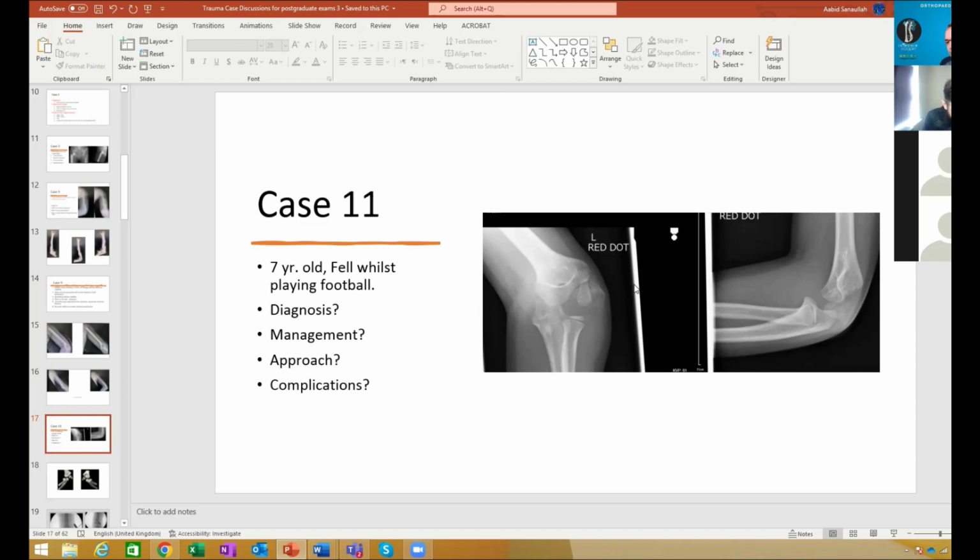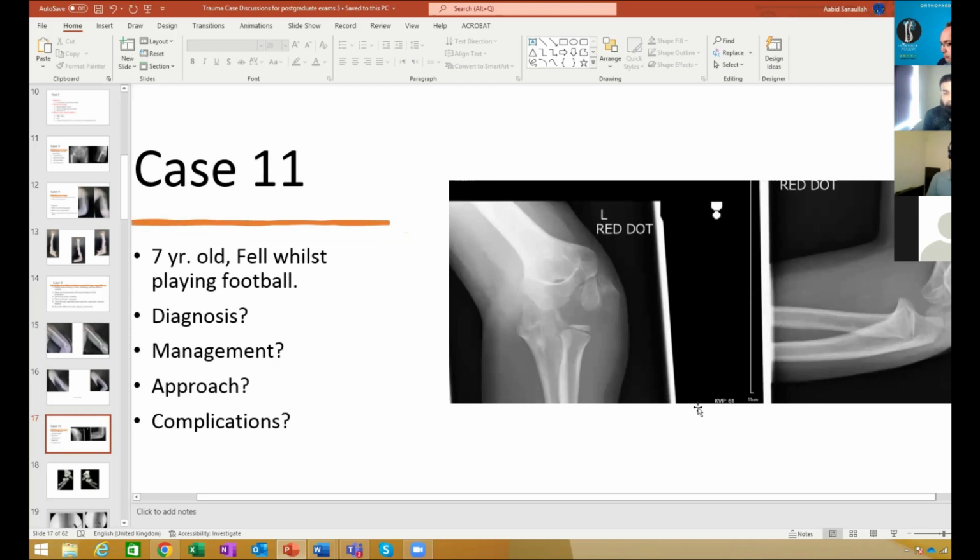Proceed, please. So there is an AP and lateral view X-ray of an immature skeleton. On the AP view, there is evidence of a bony fracture involving the lateral aspect of the distal humerus, and on the lateral view, there is subluxation of the distal humerus. So I'm thinking there is a fracture of the lateral epicondyle with fracture dislocation.